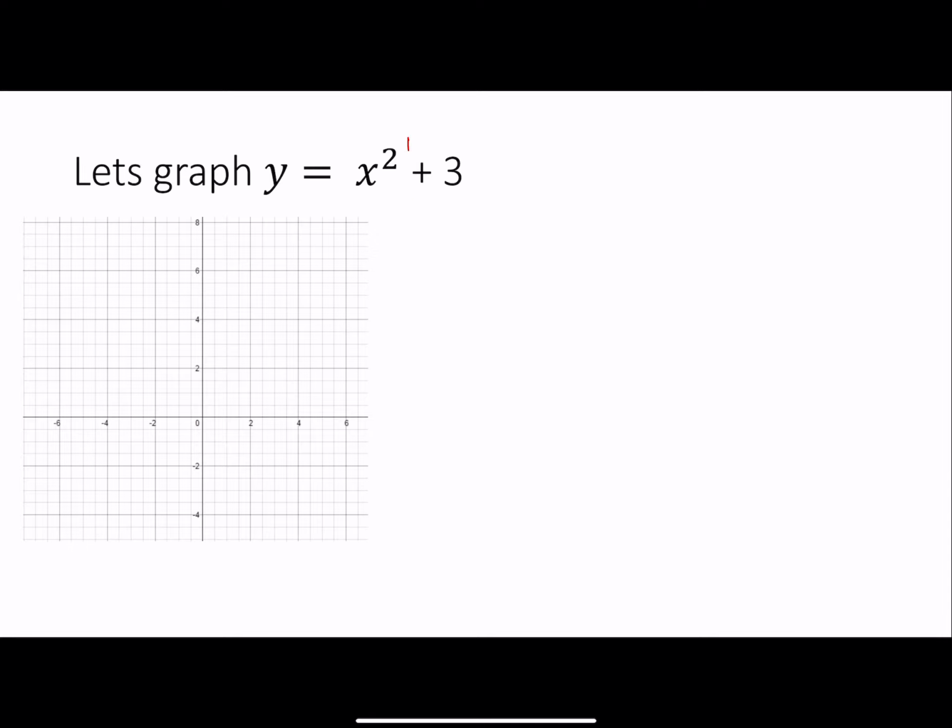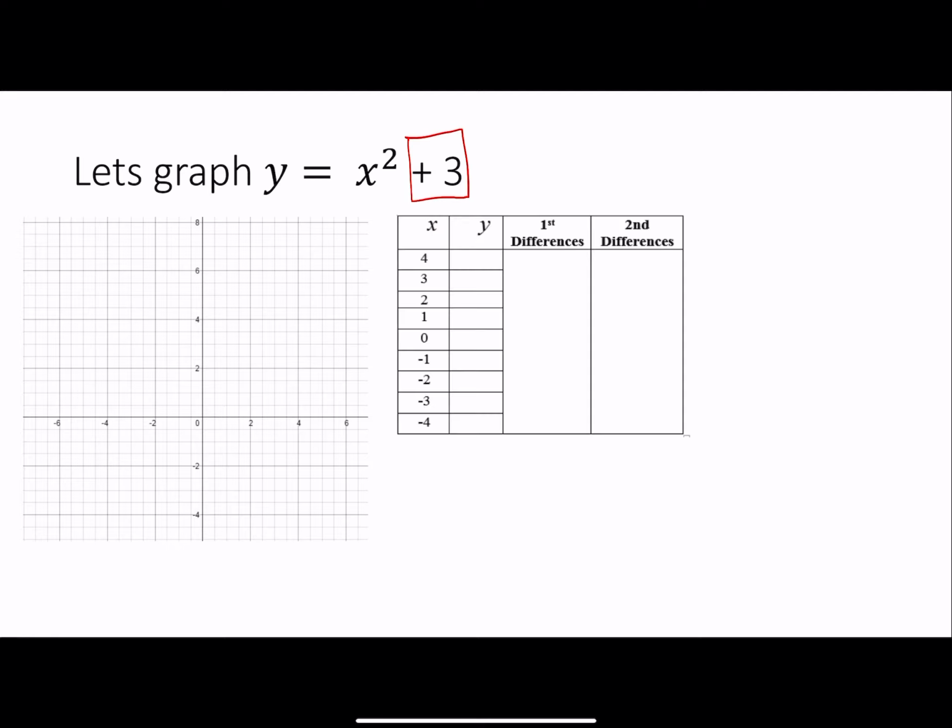Here's a new quadratic function. I have the same thing except I have a plus 3. So let's look at it. If we actually want to draw it by points, we can say that when x equals 0, y equals 0 squared plus 3. Y equals 3. That's why we have 3 right there. And we basically substitute all these values in.